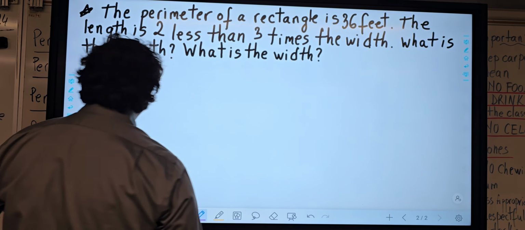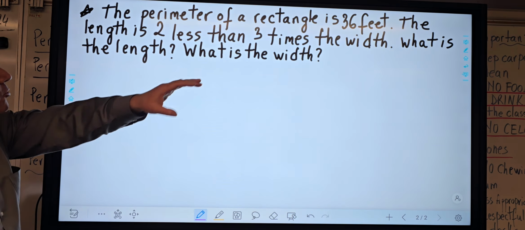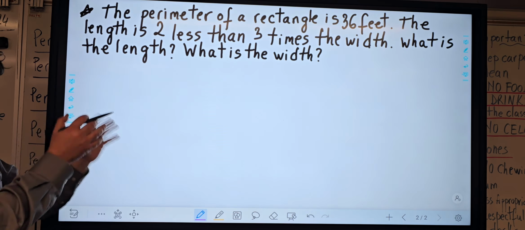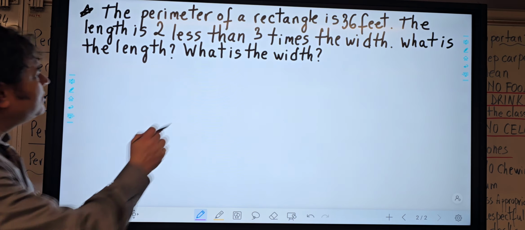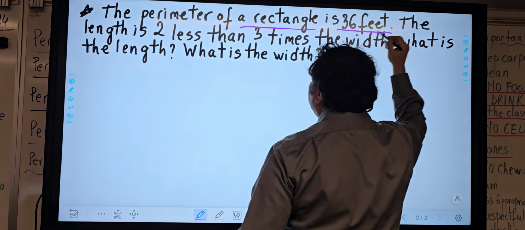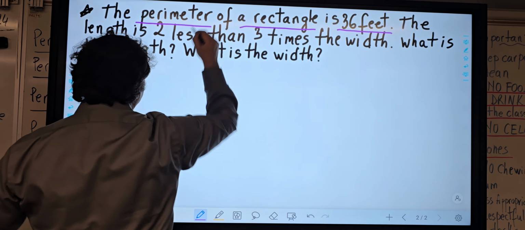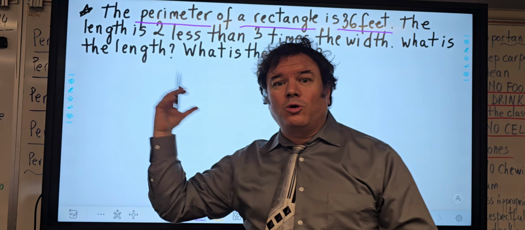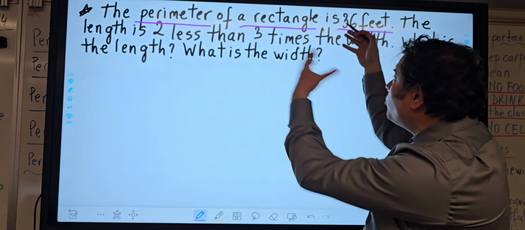In this case, we have a perimeter of a rectangle that is 36 feet. What's our shape in this case? A rectangle. And the perimeter is 36 feet. Remember, for the perimeter we need to add all the sides, all the outside sides should equal 36.